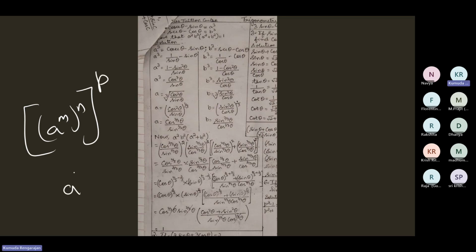Similarly here, sine theta is the base. It's raised to the power 2 by 3 and again raised to the power 2. So multiply the powers. 2 by 3 into 2 is 4 by 3. So sine theta to the power 4 by 3. So that's one thing you'll have to remember about applying the laws of exponents. Multiplying the powers: when the base a is raised to the power m, which is raised to the power n, which is raised to the power p, it is a to the power m n p. Multiply the powers.